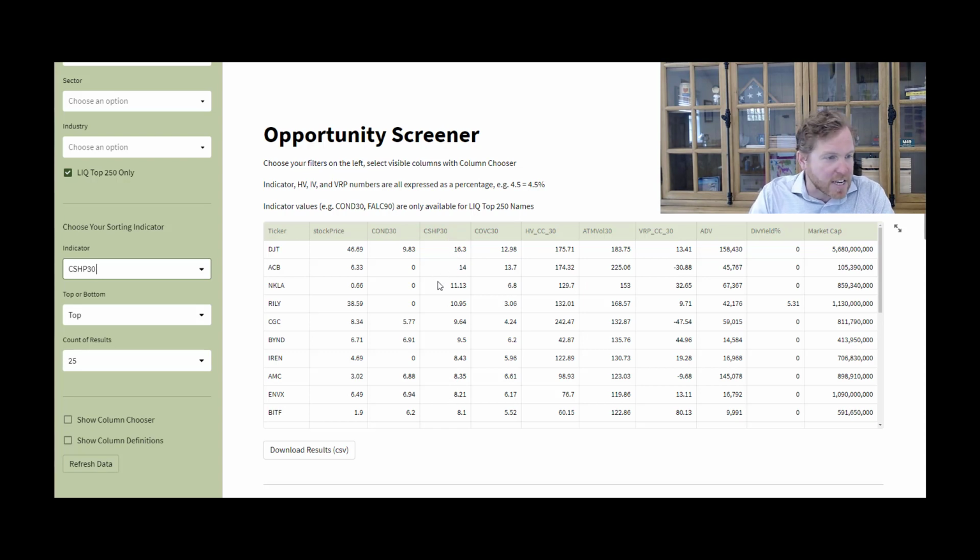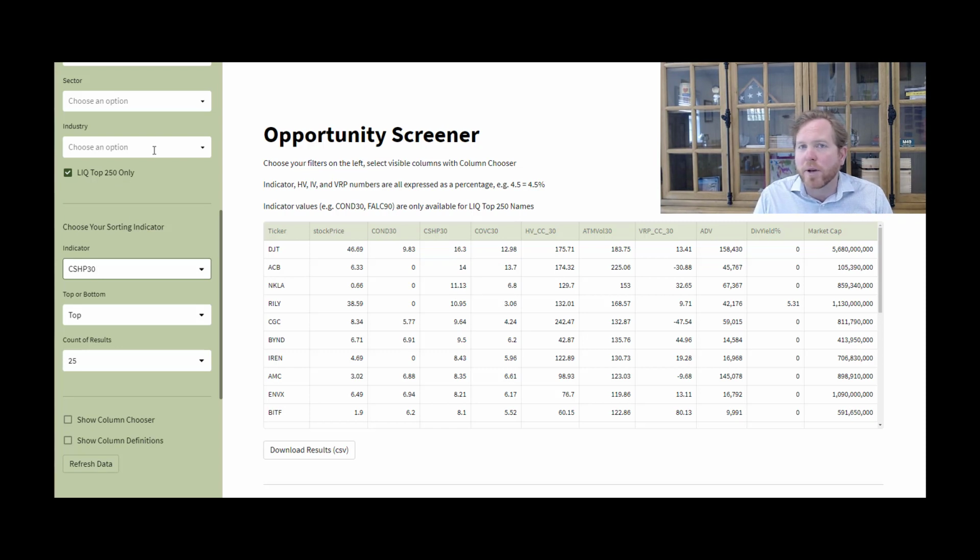No surprise, DJT, Nikola again, Riley. Some of these, if you're familiar with our expensive put report, you've been catching the CGCs and AMCs of the world there too. Just another different lens on ways to find that cash put writing opportunity.